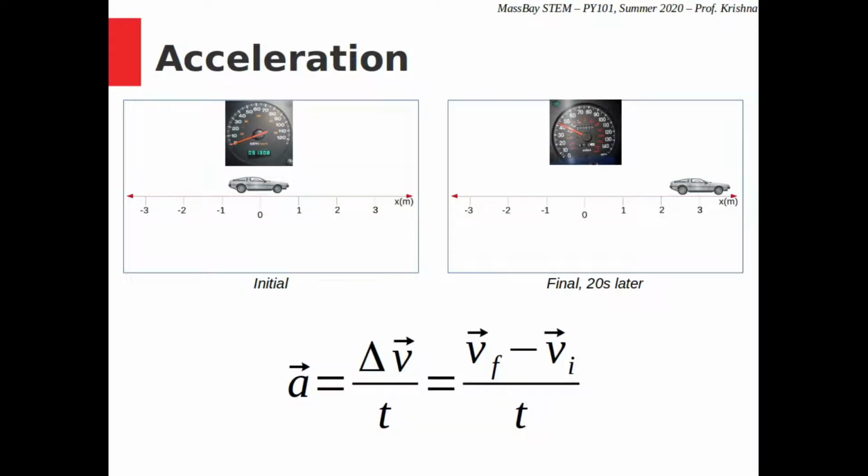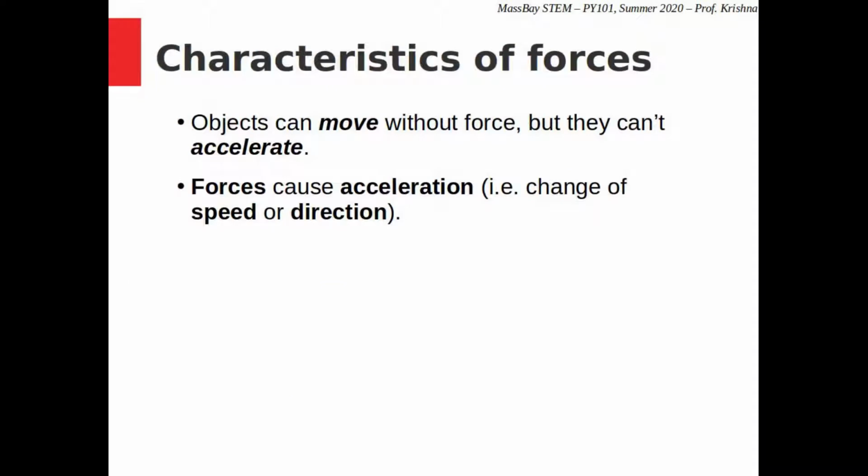Now, let's revisit the definition of acceleration. Acceleration is a change in velocity. Since velocity is a vector, that means a change in either the size of the velocity or the direction of the velocity. In a nutshell, acceleration means an object is speeding up, slowing down, or changing direction. And since forces cause acceleration, we can say forces cause objects to speed up, slow down, or change direction.